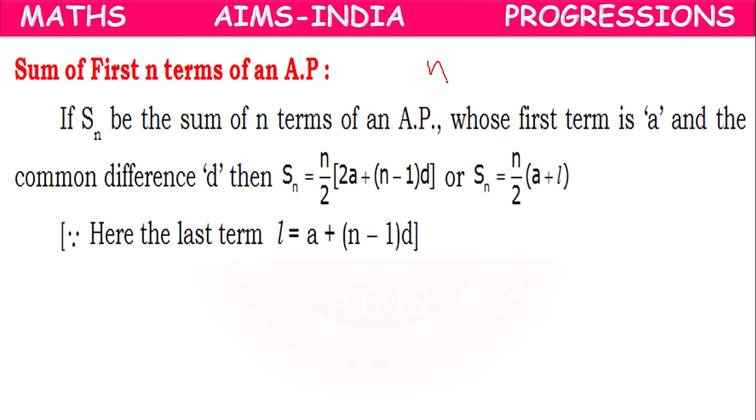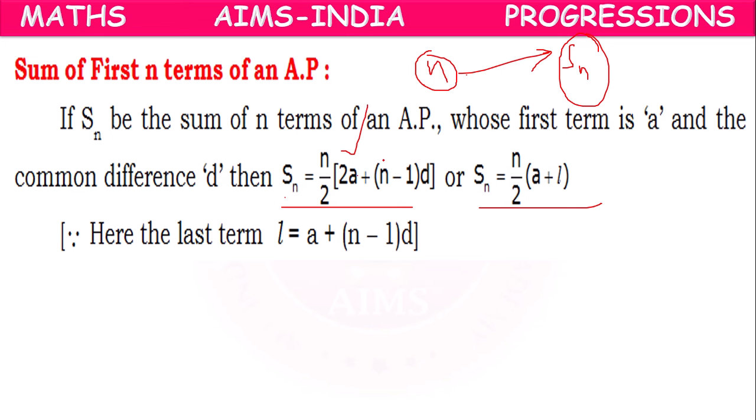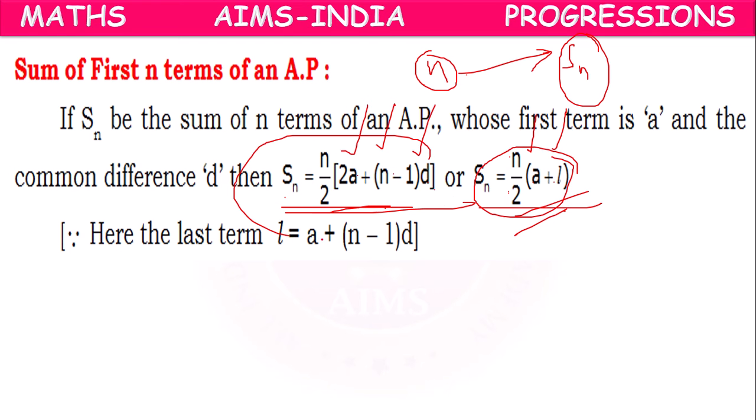Suppose if we have n terms in an AP, then sum of that n terms is represented by Sn, which can be found with the help of these two formulas. When they have given first term, number of terms and common difference, we can make use of this formula. If they have given only the first term and last term in the question, we can make use of this formula. In this way, we can find sum of first n terms of an AP.